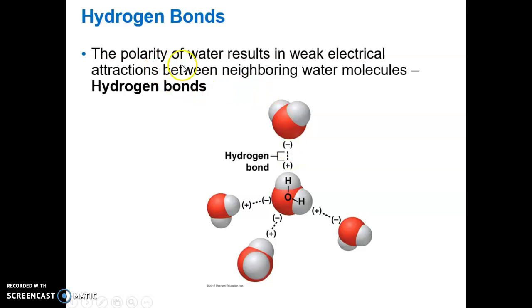Okay? So the polarity of water results in the weak electrical attractions between neighboring water molecules, the slightly negative ends and the slightly positive ends. Those interactions are called hydrogen bonds. They're much weaker than ionic bonds, and they're much, much weaker than covalent bonds. But they are significant, and they give water interesting characteristics as a liquid.